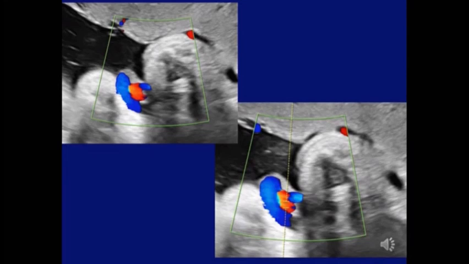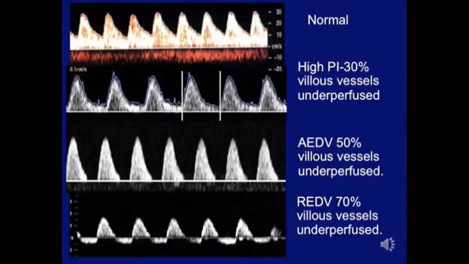And PI values more than 95th percentile are actually significant of an abnormality. In the first picture, there is normal umbilical artery flow. Normal diastolic flow is seen with a normal PI. In the second picture, there is high PI. Approximately 30% of villus vessels are underperfused. In the third one, there is absent end diastolic velocity. Approximately 50% of vessels are underperfused. And in the last one, there is reverse end diastolic velocity. Approximately 70% of villus vessels are underperfused.